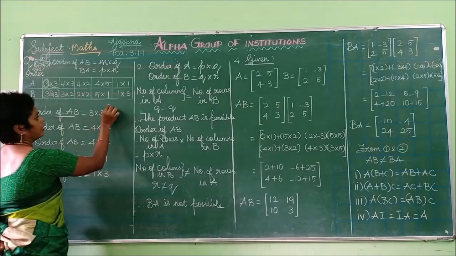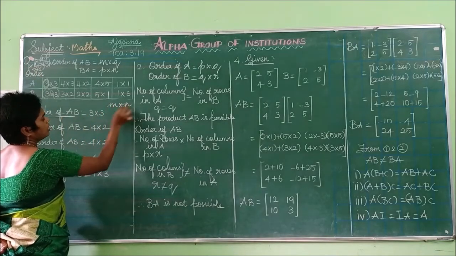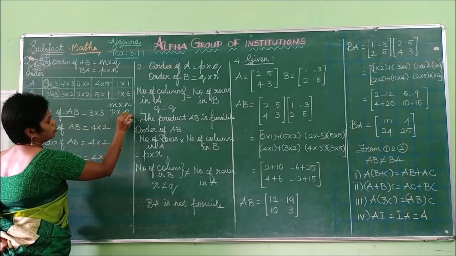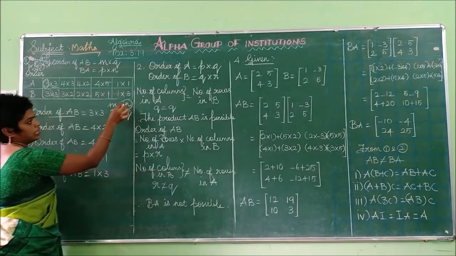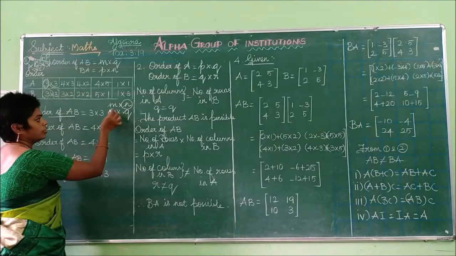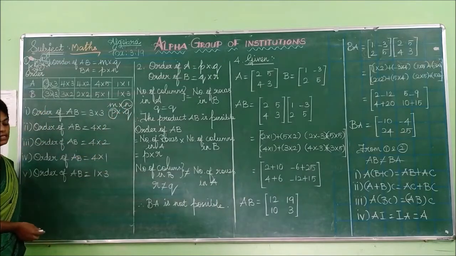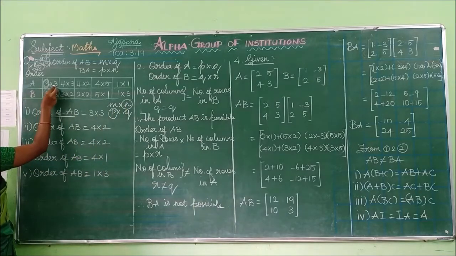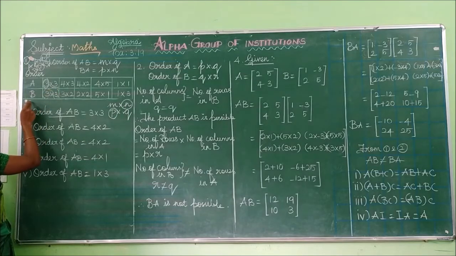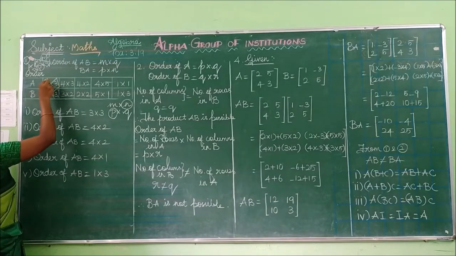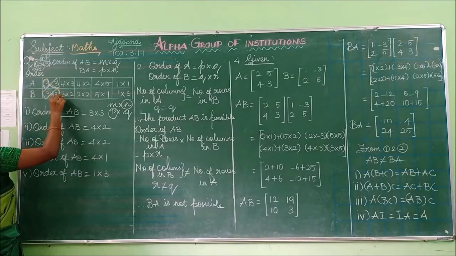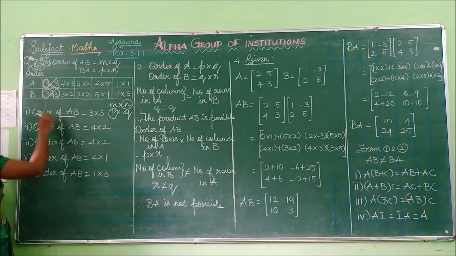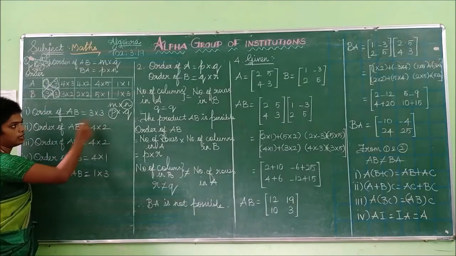What is our A? Our A is m cross n and our B is p cross q. The number of columns in the first matrix should be equal to the number of rows in the second matrix. Check: the number of columns in the first matrix is 3 and the number of rows in the second matrix is 3. Both are 3, so you can write the order. Number of rows into number of columns: here the number of rows is 3 and the number of columns is also 3, so our matrix is 3 cross 3.